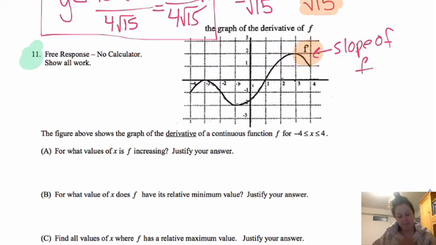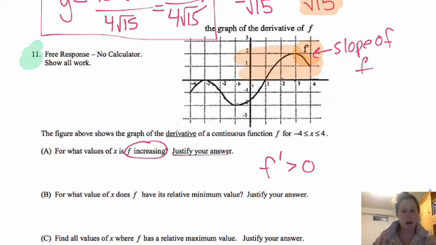So here, for what values is f increasing? Well, I usually start with the justification. So f will be increasing when f prime is positive. Think about this graph where that's happening. That's anywhere we're above the x-axis. So that would be anywhere up there. So from 1 to 4.